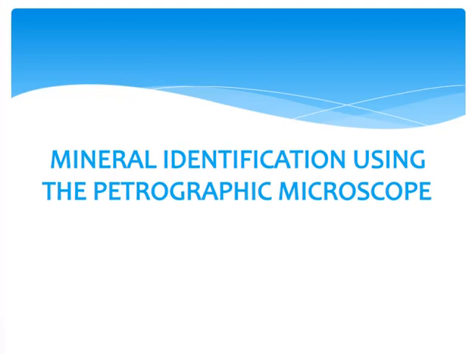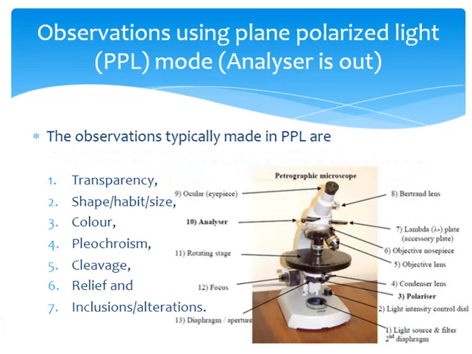Good morning. In the last video we discussed the parts of the petrological microscope and their functions. Now we are going to discuss mineral identification using the petrographic microscope, or polarizing microscope, or outline study of optical characters of minerals and the behavior of light in thin section under the petrological microscope. So we can study the properties of light to identify the minerals.